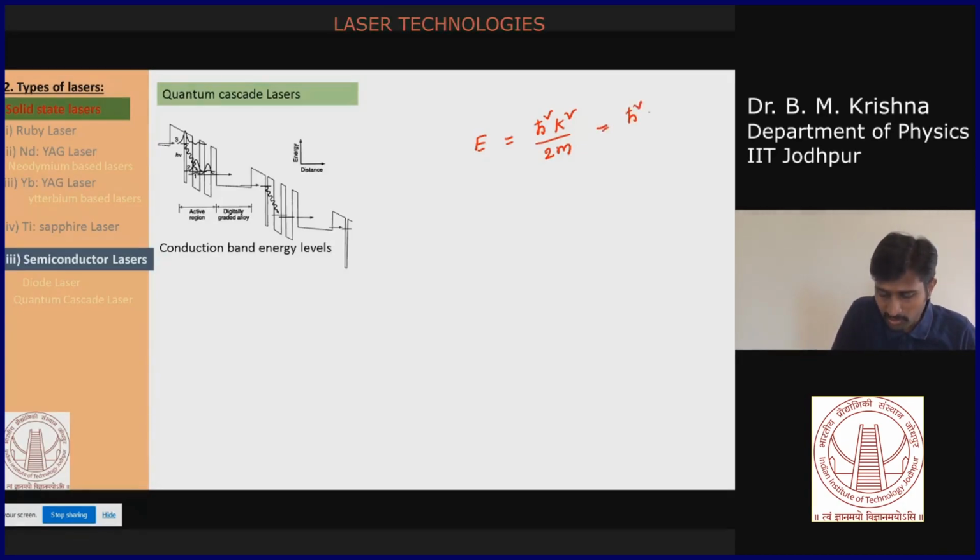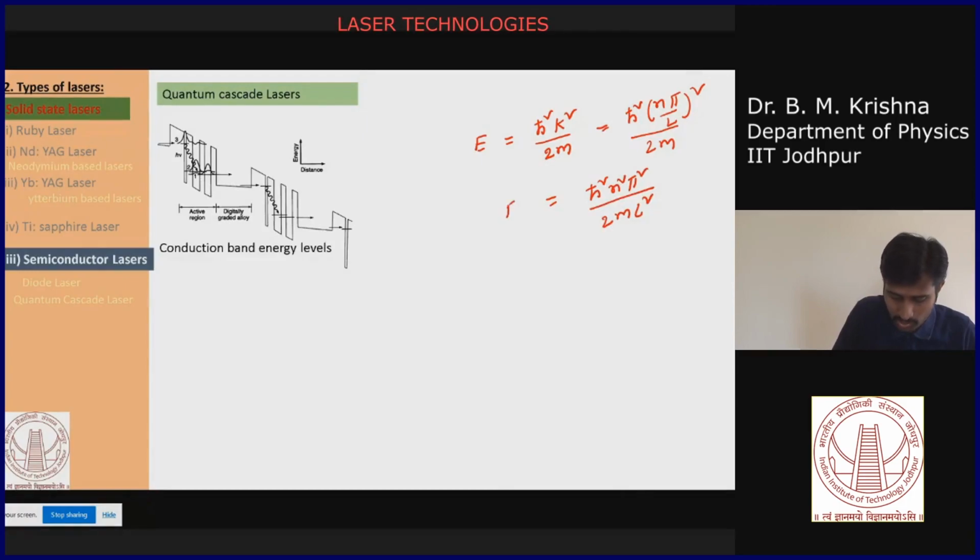So now I can write k square is nothing but 2 pi by L whole square by 2m. That means you have h square. So this is not 2 pi, it's n pi, depending on the number of energy levels, n square pi square by 2m L square. So that is the energy of the particle in a quantum well, or a particle in a box in the quantum picture.